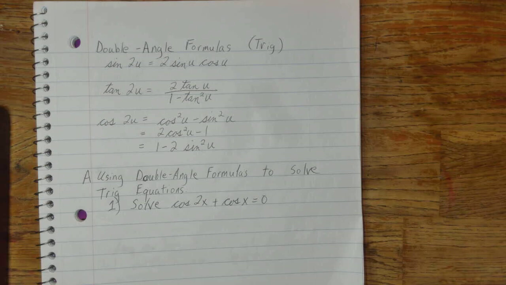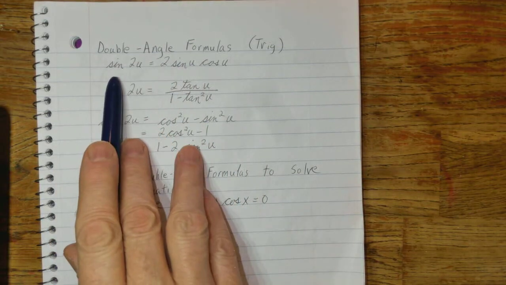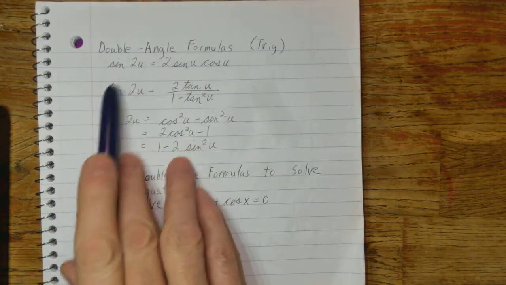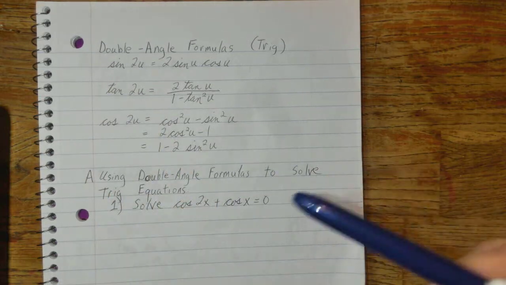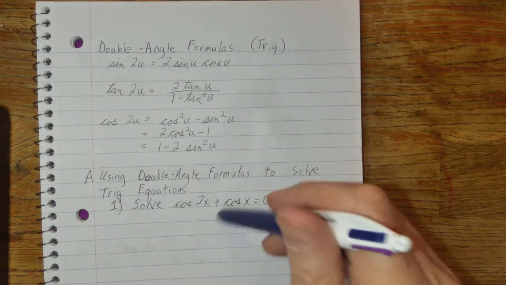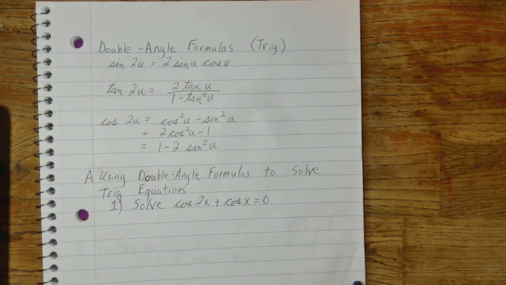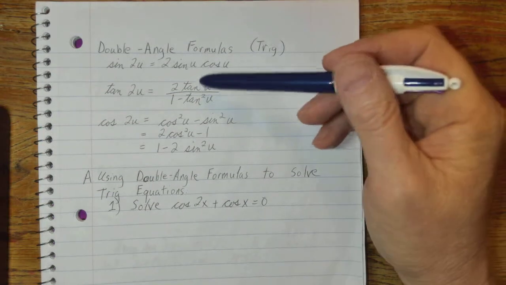And today's lesson is double angle formulas. And I have one for sine, one for tangent, and one for cosine. And we're going to just use these in several equations to solve. We're going to use them just to simplify expressions as well.